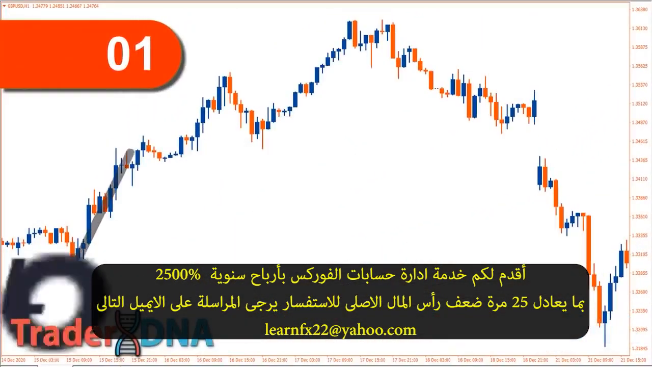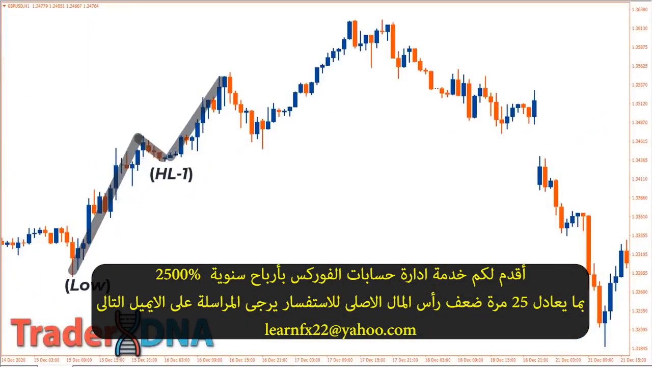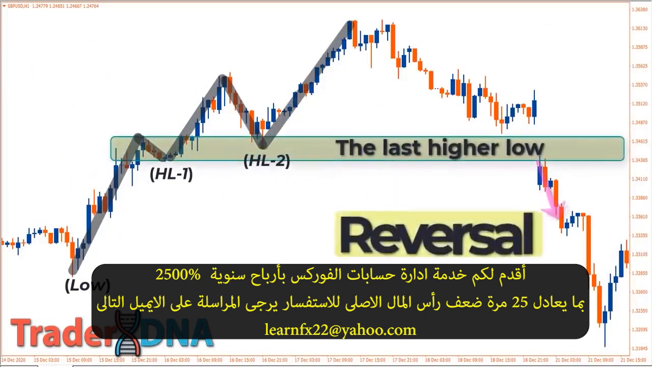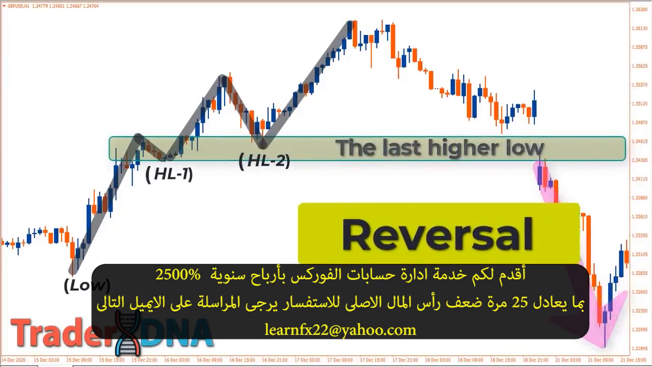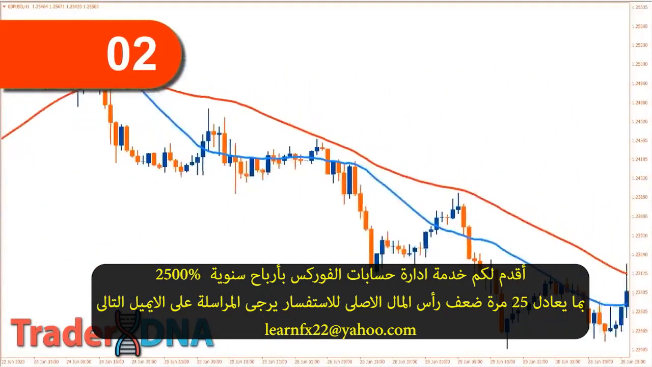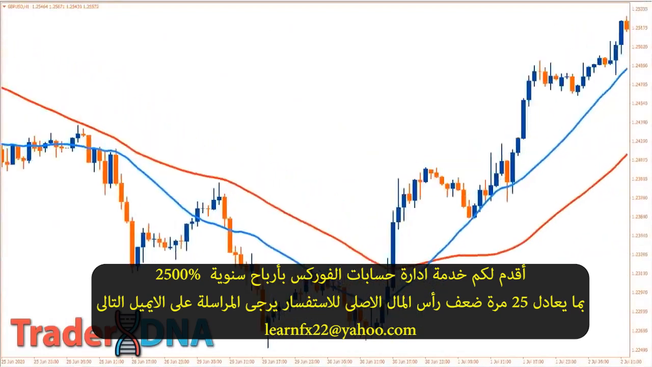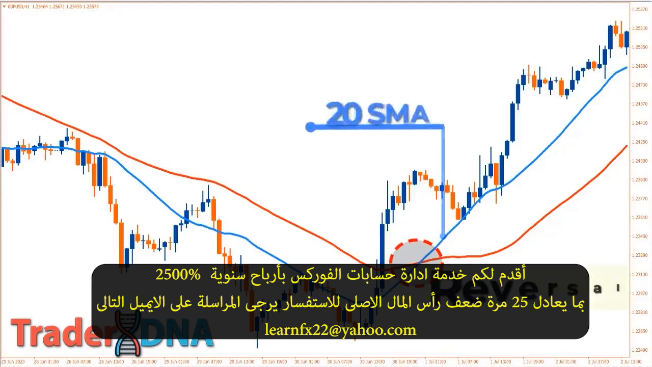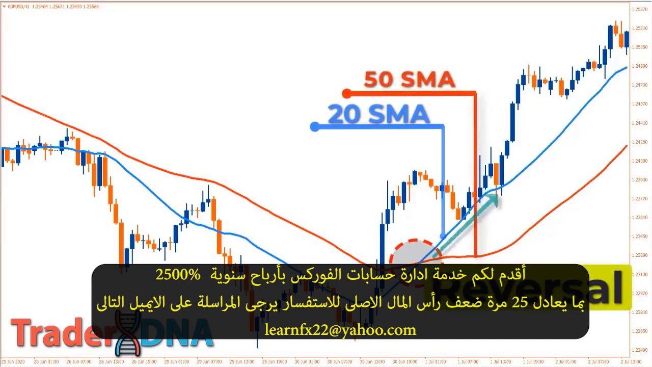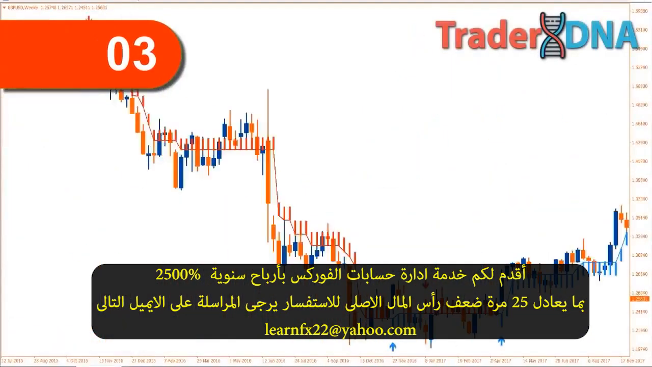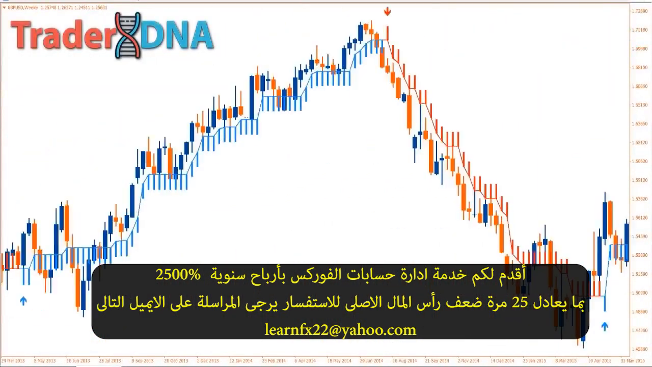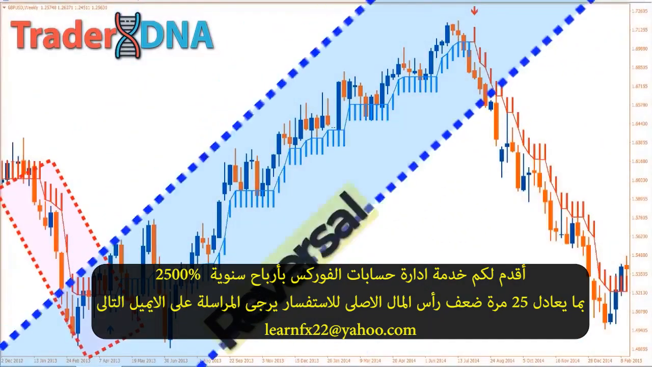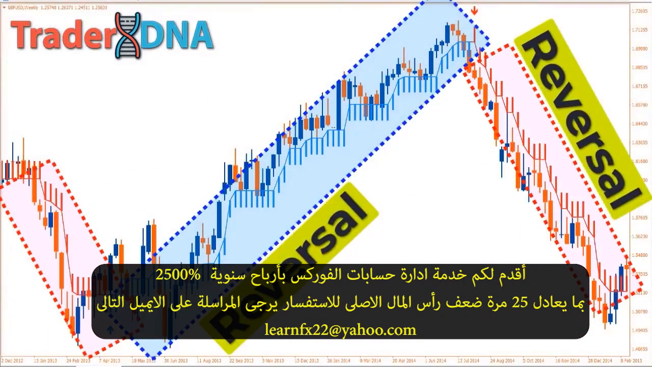First, higher highs and higher lows. Trend reversal is when a candle closes below the last higher low, which means that the trend has reversed. Second, moving averages. When the 20-day moving average crosses the 50-day moving average on the daily time frame, it means that the trend has reversed. Third, half trend indicator. When the blue color half trend indicator turns into red color, it means that the trend has reversed, and vice versa.